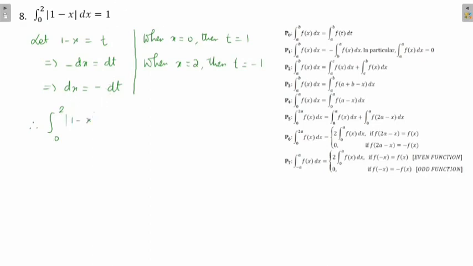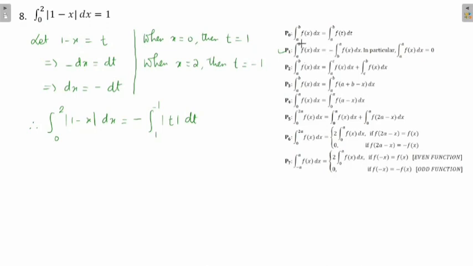can be written as, in place of dx, if you write negative dt, that negative can be taken outside the integral sign. First and foremost, mod of 1 minus x is mod of t, and as I told you, dx becomes minus dt, minus is outside, so only dt will be left. Now the lower limit is 1, and the upper limit, that's 2, becomes minus 1.